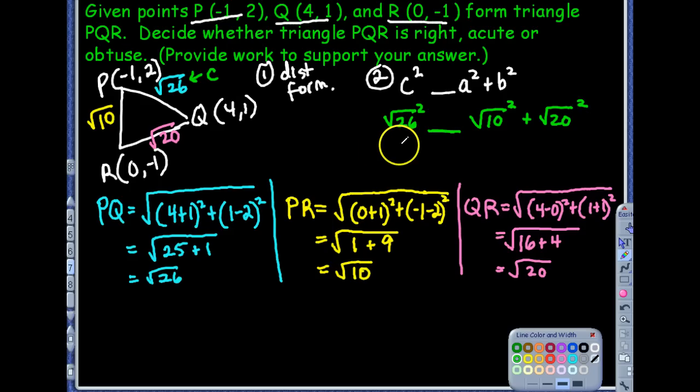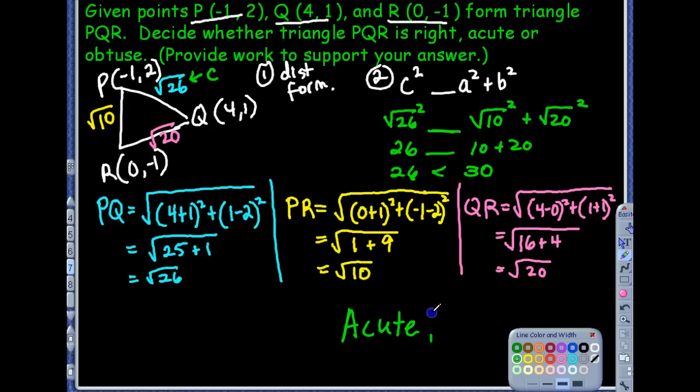And what's really awesome is all the squares and square roots cancel. So 26, how does that compare to my 10 plus 20? So 30. So we have 26 is obviously less than 30. So it's acute. So the answer to this is acute. That was not too bad. It has quite a bit of work involved, but guys, it's using the distance formula, which we're comfortable with, and using the converse of the Pythagorean theorem that we're comfortable with as well. And again, the nice thing is that all the squares and square roots cancel. That's really going to be helpful for you too.